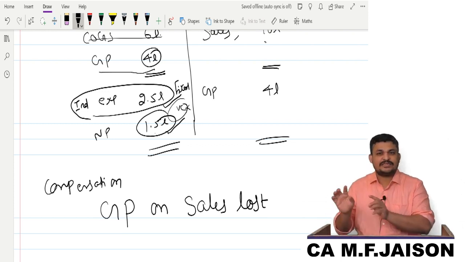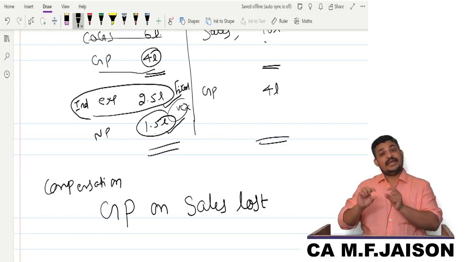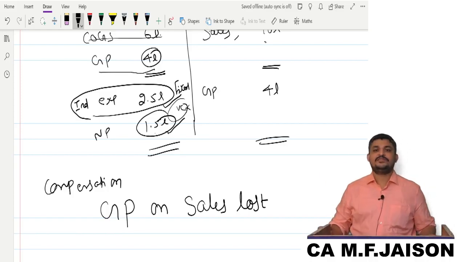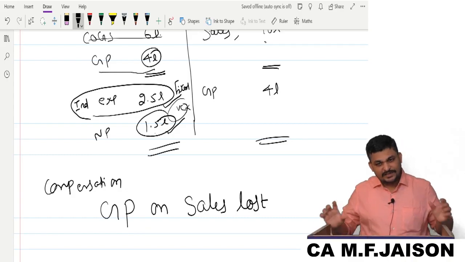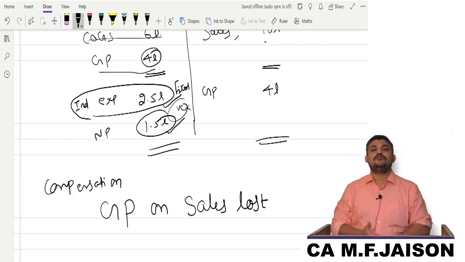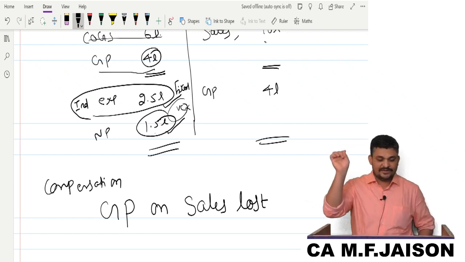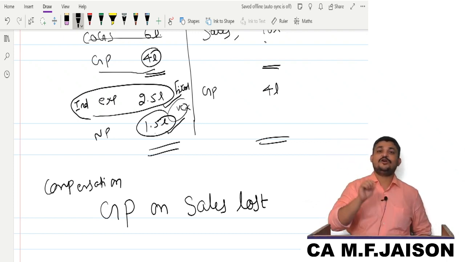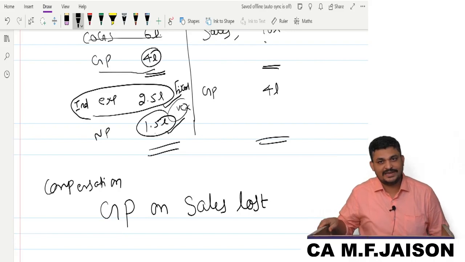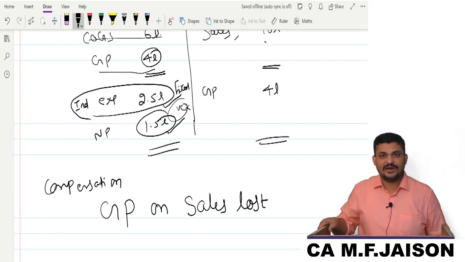Initially we understood it as NP, but I am telling you, no, it is not NP. It is NP plus one more component, which is standing charges. These together will generally be equal to the gross profit. Thereby we named it GP. So finally we said the compensation is GP on sales loss. This is how you should understand. I hope you are understanding.